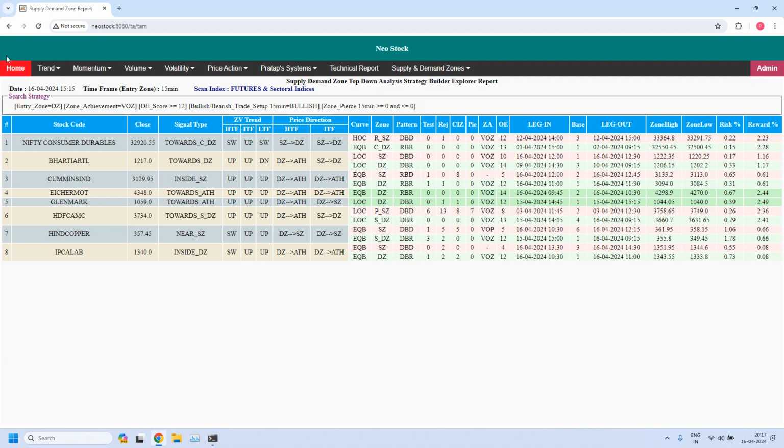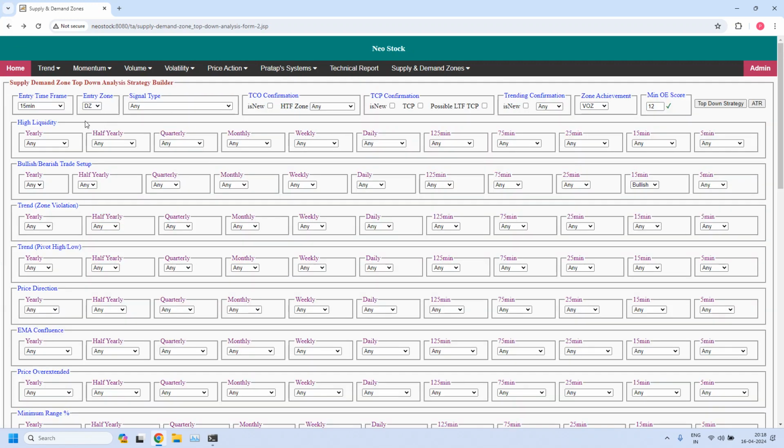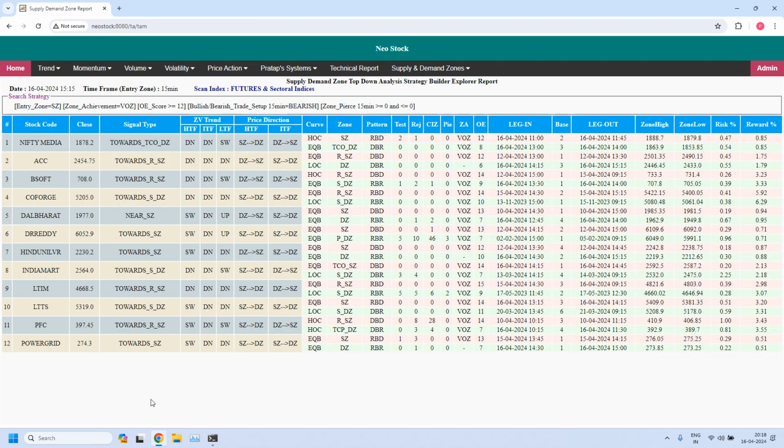Okay, I'm going back for the next report generation. Now let us generate the bearish trade setup for daily income trade. The entry time frame is 15 minutes, but for a bearish trade setup, the entry zone should be a supply zone. In the bullish or bearish trade setup filter for 15 minutes, I am selecting bearish. The remaining filters are the same as whatever we set earlier: the 3 filters, zone achievement and minimum odd enhancer score. Let me generate. Now 12 stocks are filtered. All these 12 stocks are supporting the bearish trade setup for daily income trade, short-term income trades.